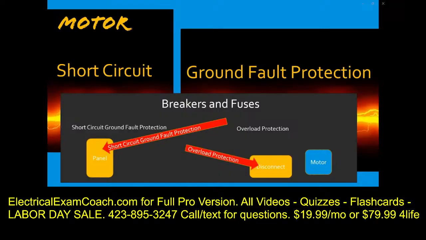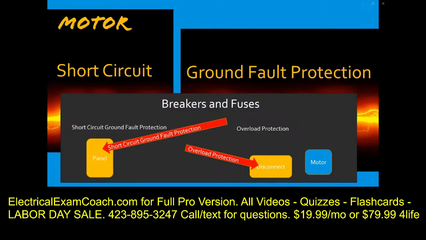The first protection, the short circuit ground fault protection, what do you think it protects against? That's right, short circuits and ground faults. Okay? The second protection, the motor overload protection, does exactly what it sounds like. It protects against overloads of the motors. And what that does is protects the motor windings, and the wire going from the disconnect to the motor. It's sized smaller than the first protection.